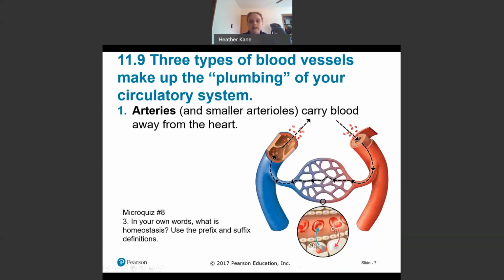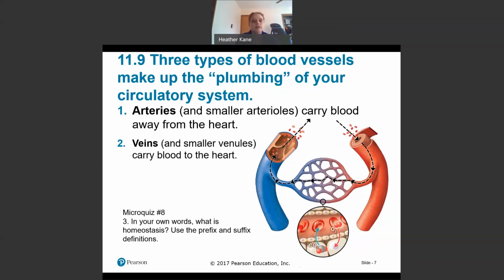So if the blood is being carried away from the heart, would that be oxygenated blood or deoxygenated blood? It would be oxygenated because it's coming from the heart. That means that before it went to the heart, it came from the lungs. So this is blood that's full of oxygen, full of nutrients as well for those cells. So arteries carry blood that is full of oxygen and nutrients.